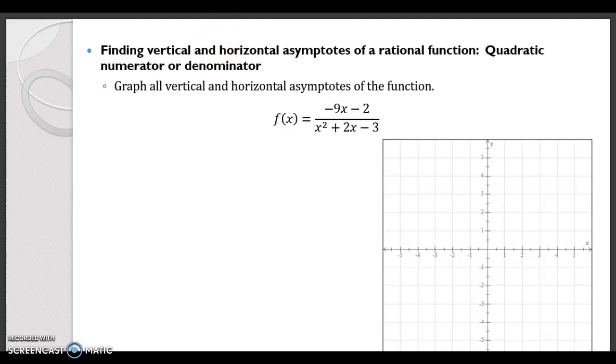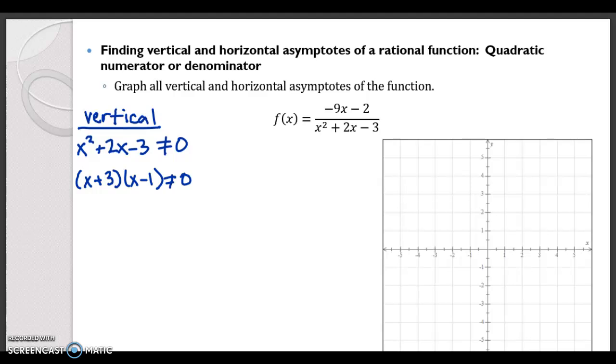But let's go ahead and look at this function and determine its vertical asymptote or asymptotes. Remember, vertical is where the denominator equals 0. It's the same thing as the domain. So we don't want the denominator to equal 0, but this isn't really a nice way to solve this. We could do the quadratic formula on this, or we could factor it. This factors into x plus 3 times x minus 1.